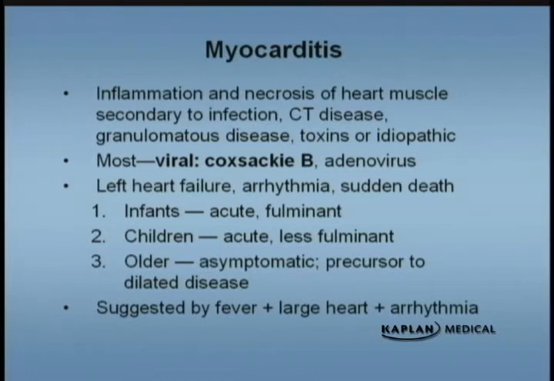These patients will go into heart failure. They can have arrhythmias. It can be an acute fulminant event, or it can be an insidious presentation. In infants, it's usually an acute presentation. In children, it can be acute but less fulminant. And in older children, sometimes it can be fairly asymptomatic, but then the patient can present with a dilated cardiomyopathy subsequent to this myocarditis that was unrecognized. Look for fever, look for a large heart, and look for arrhythmias.